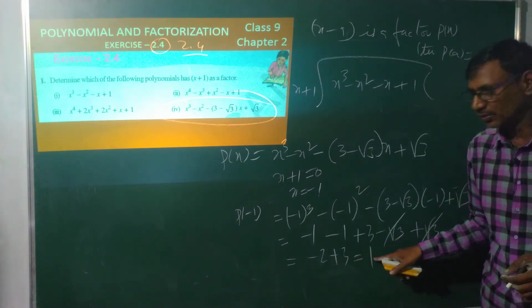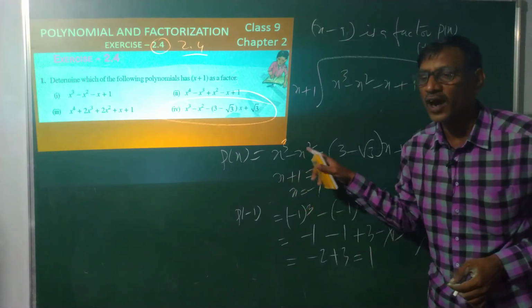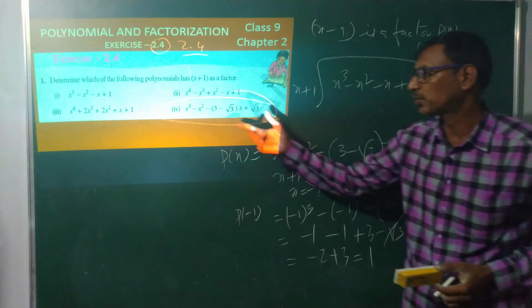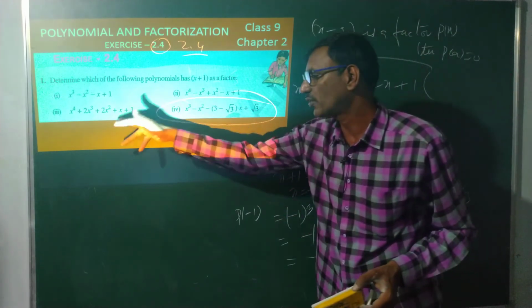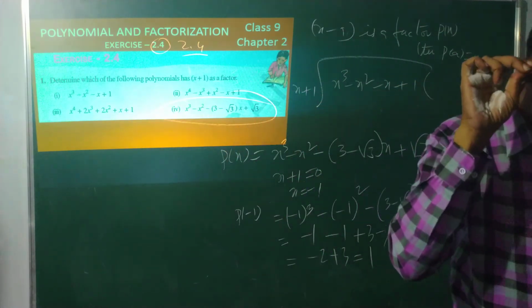The remainder is not 0. Therefore x plus 1 is not a factor of this polynomial. In the similar manner, we can try this one and this one. That's all. Okay?